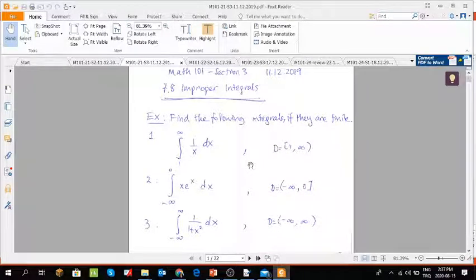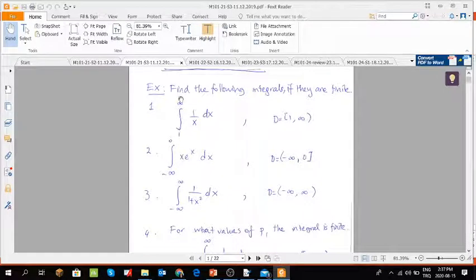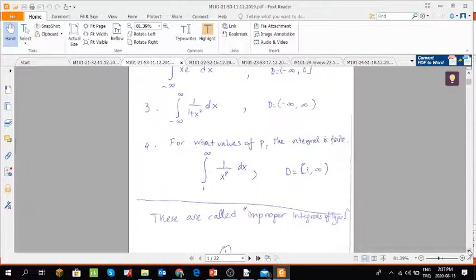Okay, so we are going to be practicing the improper integrals in this section. We want to find the following integrals if they are finite. I want you to recall that these are called improper integrals, as we have seen in the last lecture, because one of the limits is infinite, or both of them are infinite, and so these are called improper integrals of type 1.